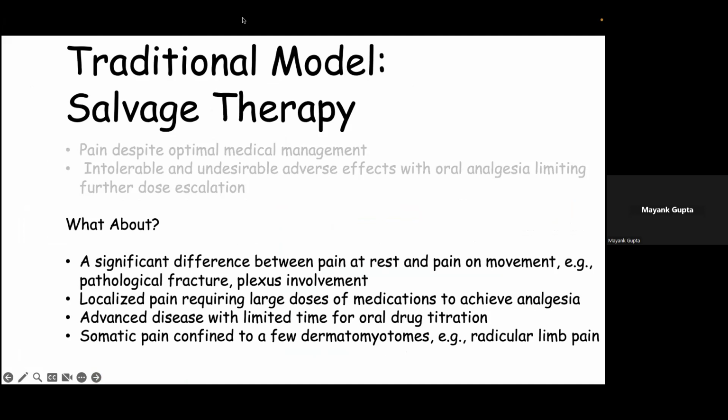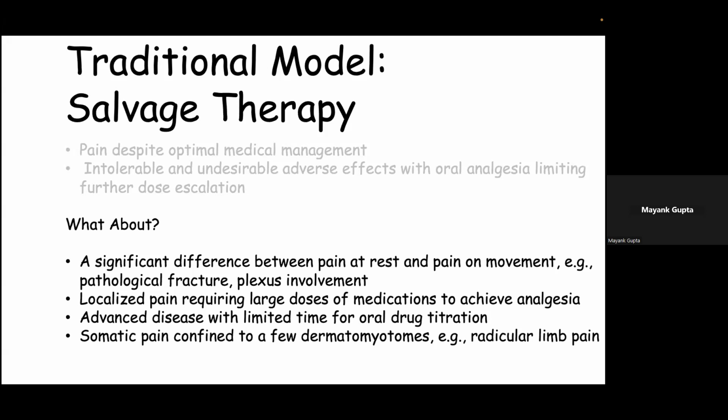So this is what the traditional model was: the opioids and these conventional analgesics were tried to the maximum and the patient was intractable. They were referred for interventions very late in the disease process, when they are not even amenable to the interventions. For example, if I take the example of CA pancreas, it has already involved the celiac plexus, when the celiac plexus block will not be effective.